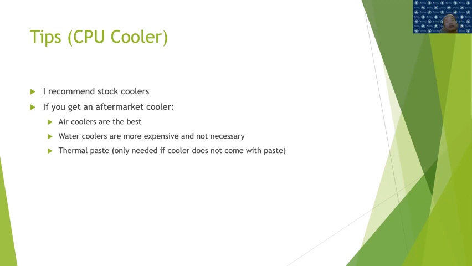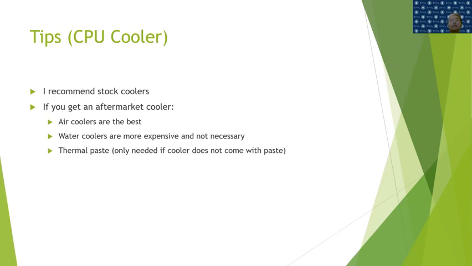But let's just say that maybe you don't have a stock cooler with your CPU, or maybe you want an aftermarket cooler anyway, which is also completely fine. So what type of aftermarket cooler should you get out of the 3 we discussed? My recommendation for the average user, again, is the air cooler. And again, the reasoning is pretty similar: water coolers provide a lot more cooling capacity compared to air coolers, but the air cooler is still going to do its job for the average consumer.